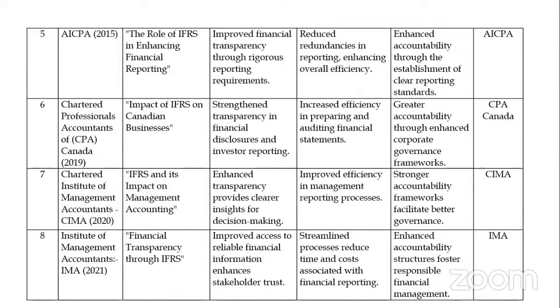Again, I have highlighted another four papers: AICPA, Chartered Professional Accountants of Canada, Chartered Institute of Management Accountants, and Institute of Management Accountants. I have taken eight leading papers and their outcomes, and I am presenting them for you. In the research output of all these eight organizations, they have agreed that transparency, efficiency and accountability have improved as compared to the national accounting standards. So this is the research outcome of IFRS and related topics.